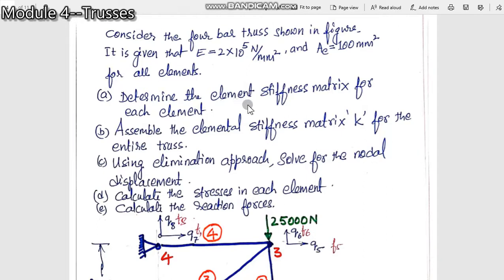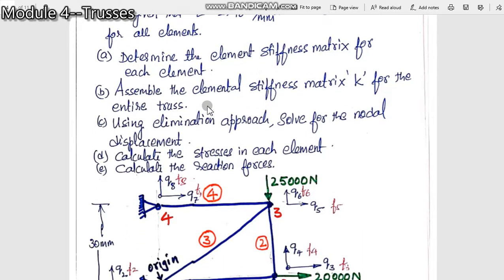What you need to find out is the element stiffness matrix for the elements, then the global stiffness matrix, then the nodal displacement using the elimination approach, and then the stresses and the reaction forces.